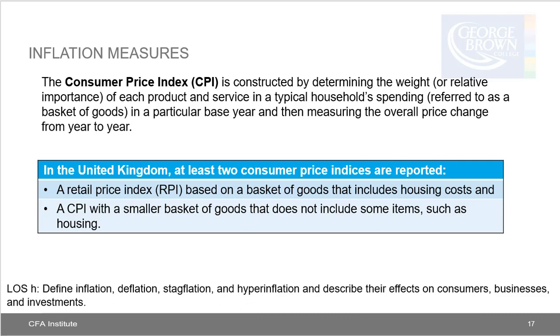Another key thing to understand is that in different countries, terminology may vary, and the basket of goods is very likely to vary. So, for example, in the United Kingdom, at least 2 consumer price indices are reported. The first one, a retail price index, RPI, is based on a basket of goods that includes housing costs, and a CPI with a smaller basket of goods that does not include some items such as housing. So inflation rates as measured by the UK RPI and CPI are typically not the same.